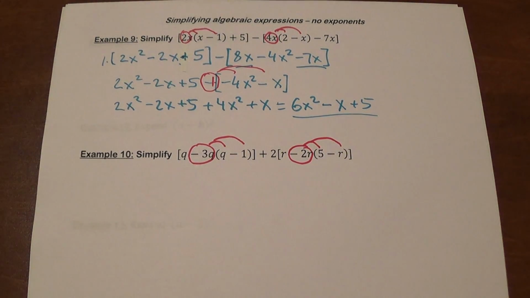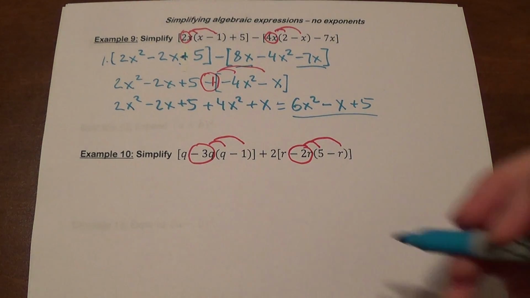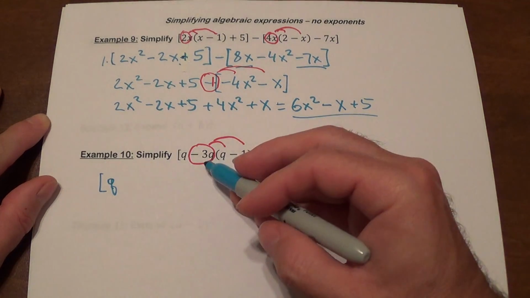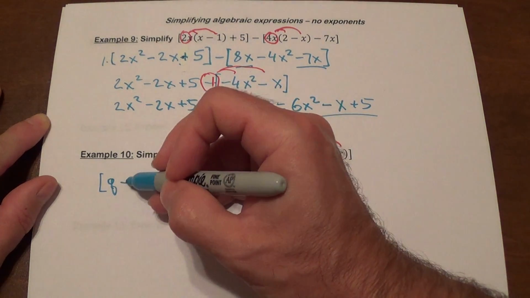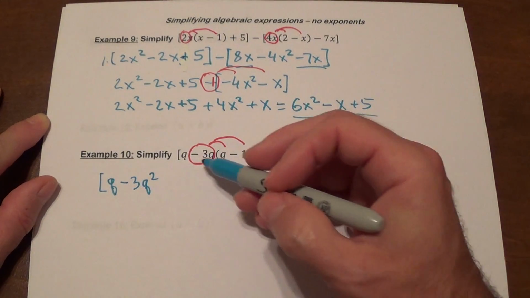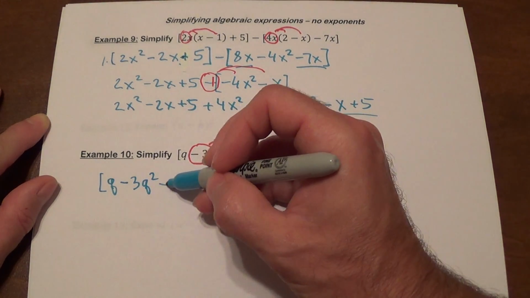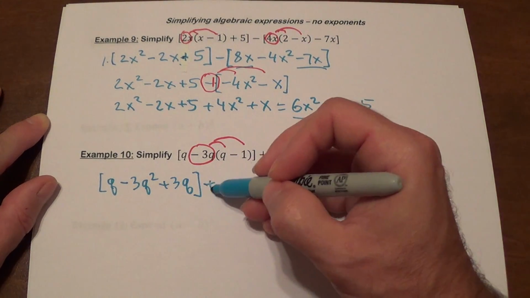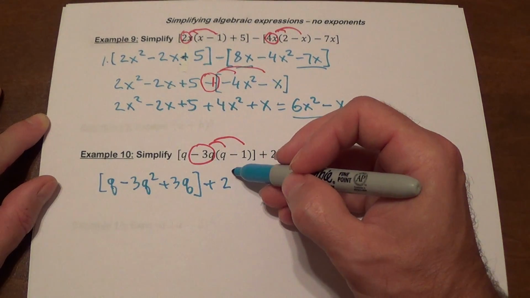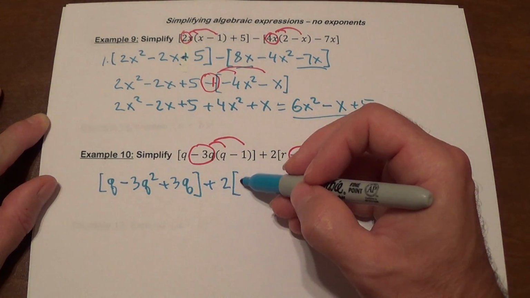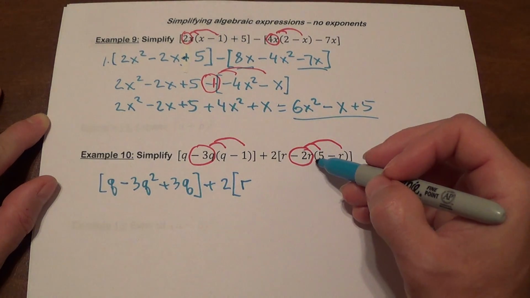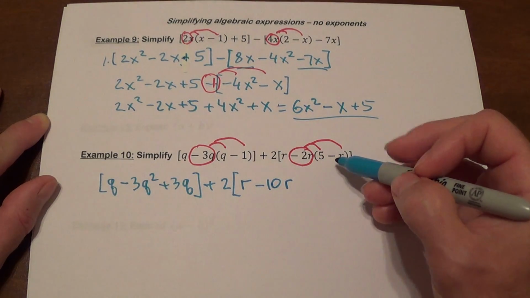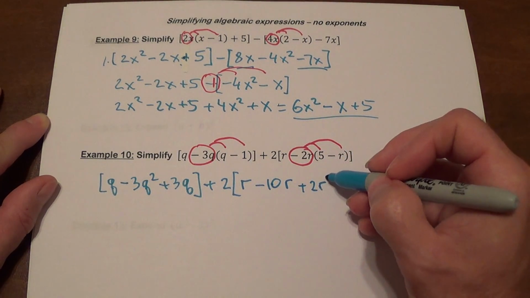Okay, what are we getting here? So the first bracket, we're gonna get q. Negative 3q times q is negative 3q squared. Negative 3q times negative 1 is plus 3q. We completed this one. Plus, please note there's 2 here. We're going to leave it alone. We're not ready for that yet. Here we have r. Minus 2r times 5 is minus 10r. Minus 2r times negative r is plus 2r squared.